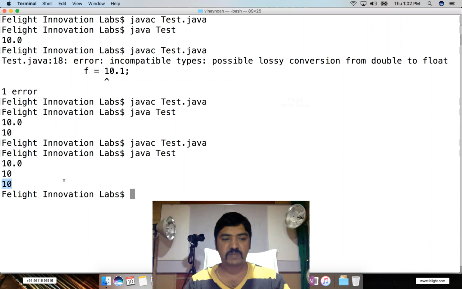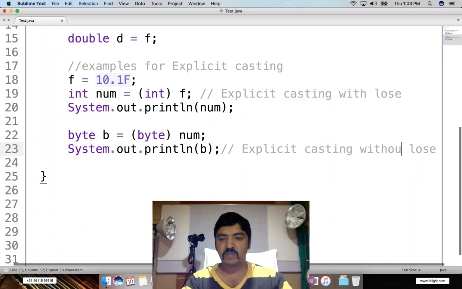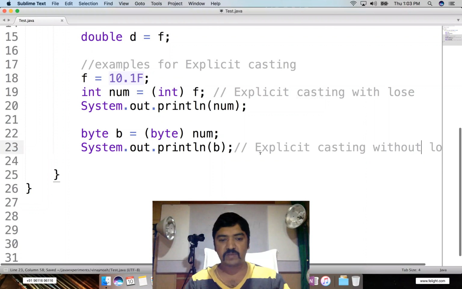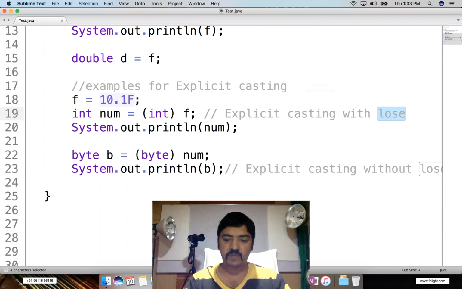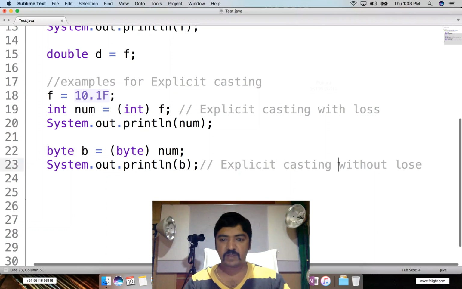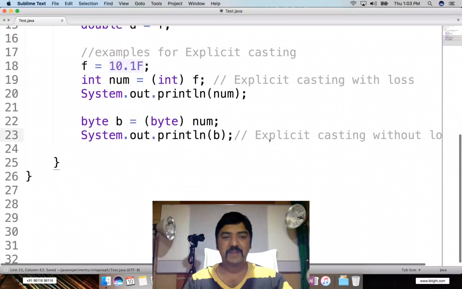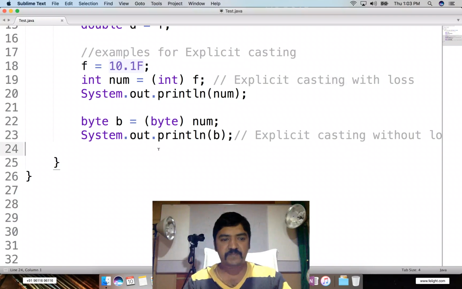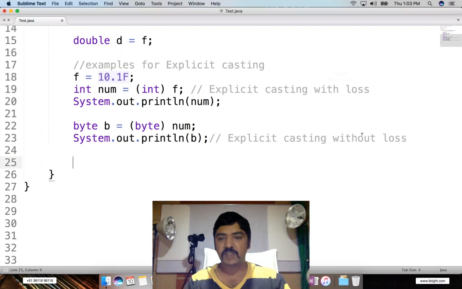See the last one. So here we can say we did explicit casting without loss. Sorry, there is a typo. Loss. I was thinking something is missing, something is odd. Loss. Okay, so we had a second example where we saw explicit casting without loss.